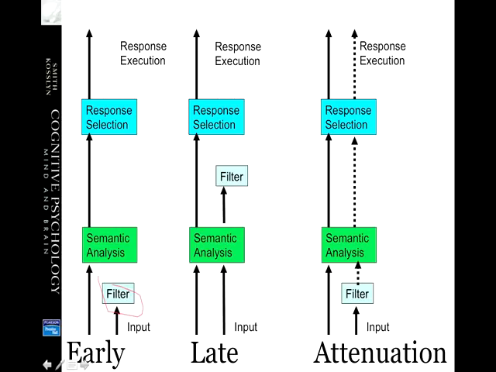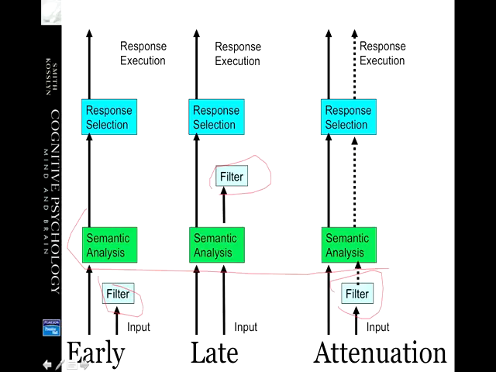And that means that you're not going to get any of the semantics. So this green area here, the semantic analysis, is what's going on. Okay, so semantics are just a meaning-based system. What's happening? So the filter in the early theory is that you don't get any semantics. In the late theory, the filter is that it's after semantics, so we know what's going on, but we don't care. Attenuation theory argues that the filter occurs before semantics unless we decide that's important.